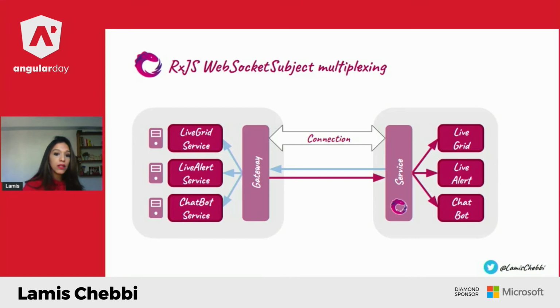You will point out this gateway, and in the creation of the WebSocket subject config, you will call this gateway in order to get one connection, and this gateway will route the request to the adequate service. Okay, so it's not your business; it's the business of the gateway. This will really save your resources and your performance.